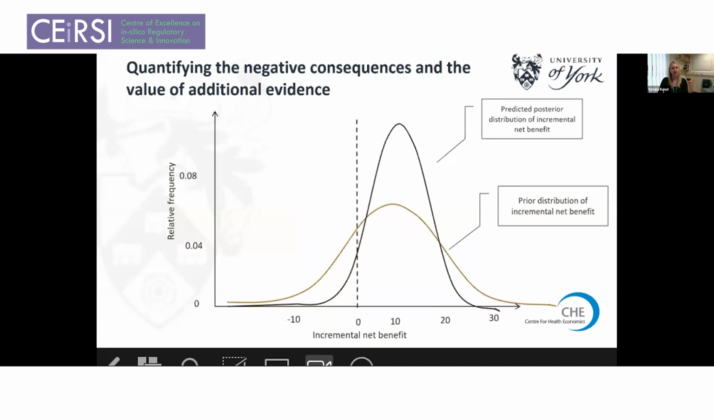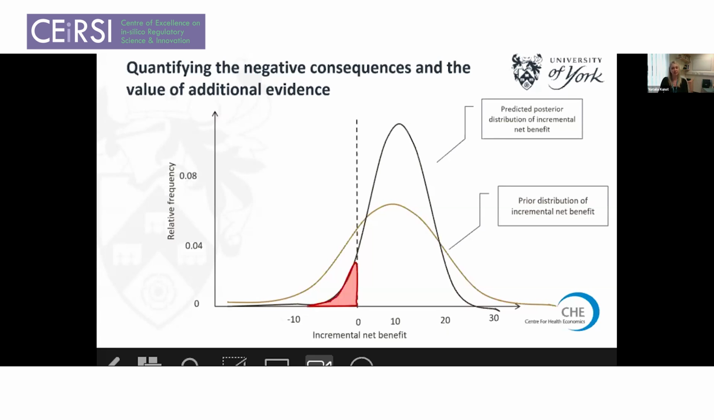The results from this additional research study can be predicted with the likelihood function, where the most likely value of the sampled incremental net benefit is its prior value. And this additional data will tighten the distribution, as presented with the black line.